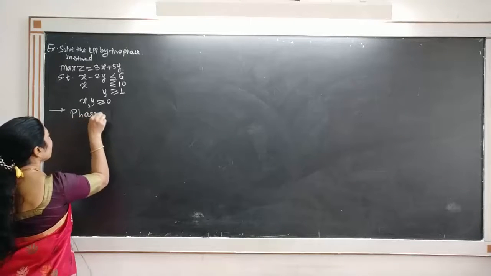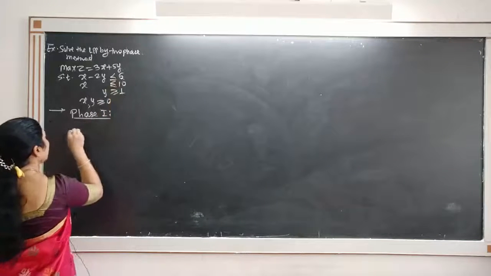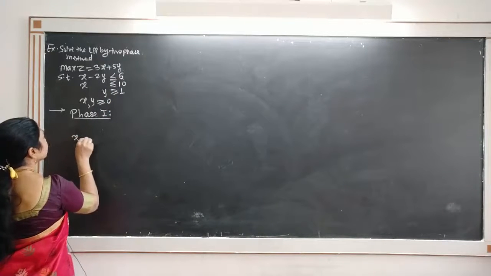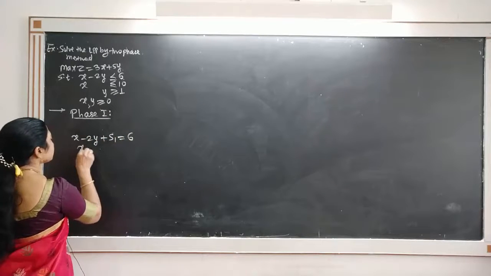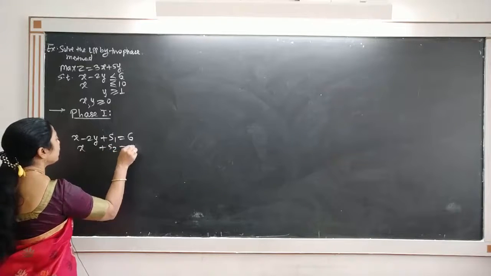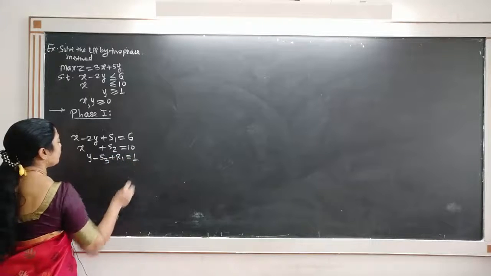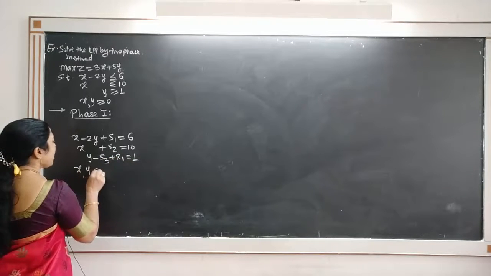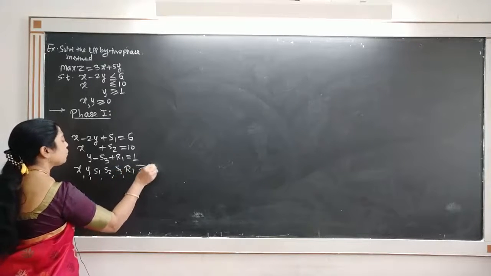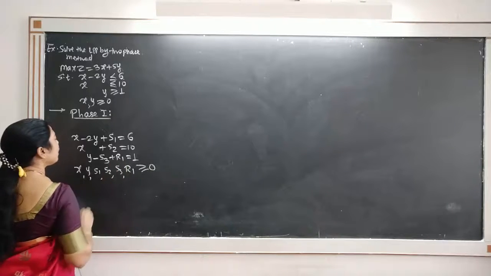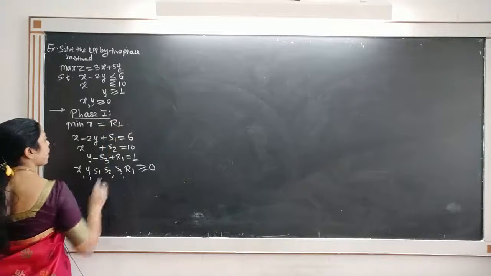So write down the inequalities in standard form. We get x minus 2y plus s1 is equal to 6, x plus s2 equal to 10, y minus s3 plus r1 equal to 1, x, y, s1, s2, s3, r1 all greater than or equal to 0. Because there is only one artificial variable, objective function is minimum r is equal to r1.